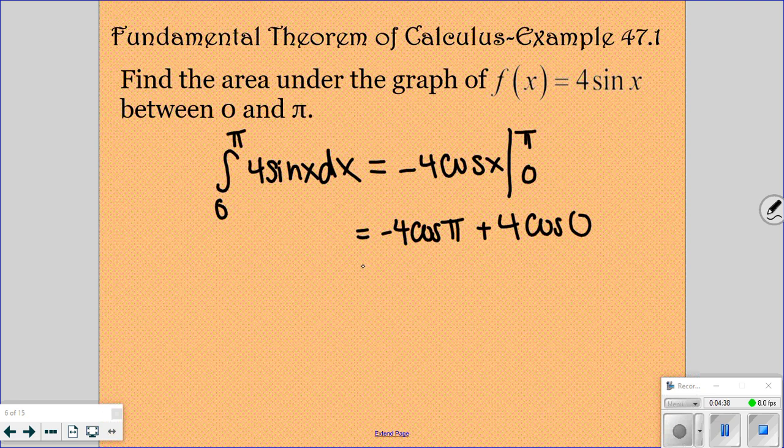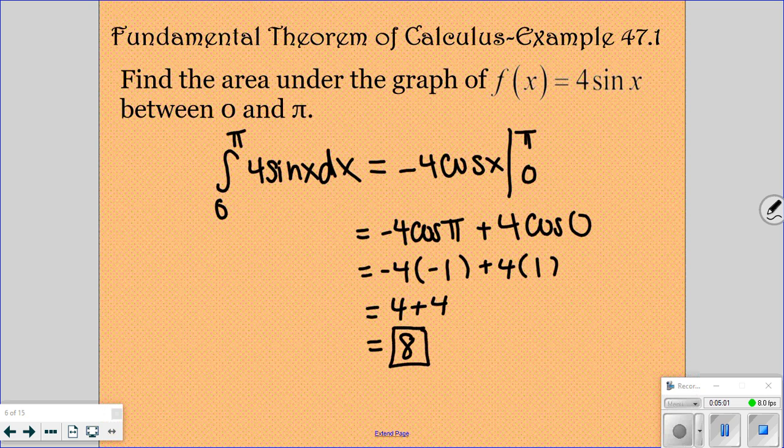So if we plug in what cosine of pi is, that's a negative 1. And if we plug in what cosine of 0 is, that is a 1. We can solve for our answer. And we'll get 4 plus 4, which is 8. And so that would be the area under the graph of 4 sine of x between 0 and pi.